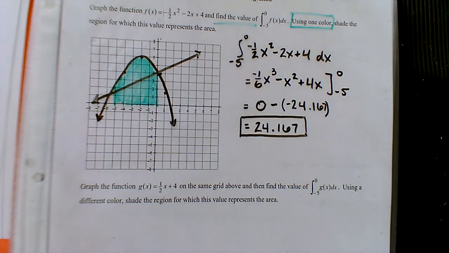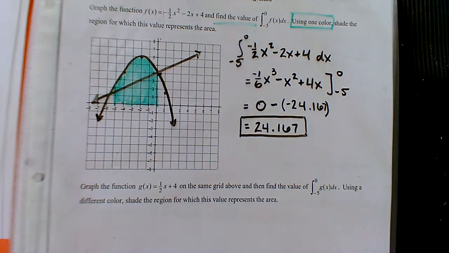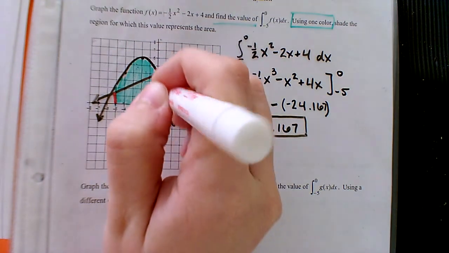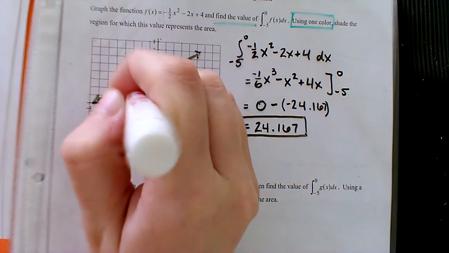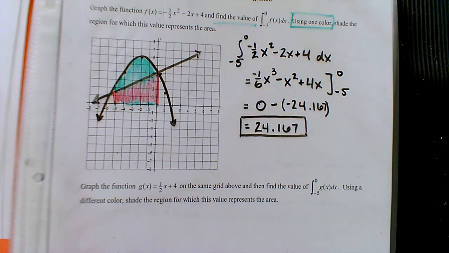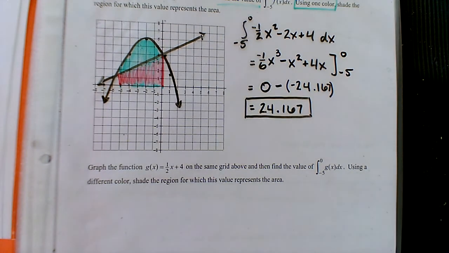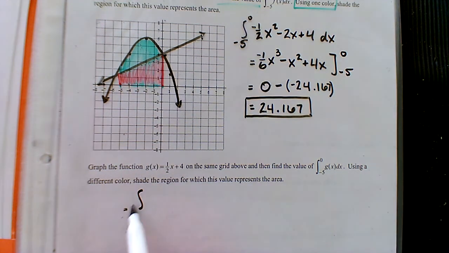We're going to go ahead and shade the area for this region. We're still going from negative 5 to 0, so underneath that curve, maybe I'll shade it red. All right, so let's go ahead and figure out the area that we just shaded.